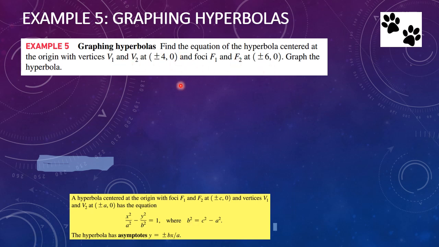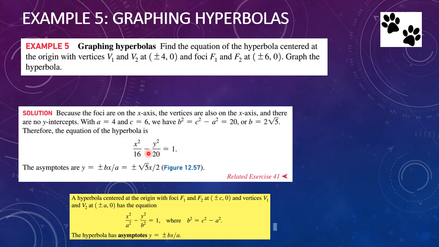So what are we trying to do? We're trying to graph this. Our equation is going to be x squared over 16 minus y squared over b squared. We need to figure out what b squared is. B squared is going to be c squared, which is 36, minus a squared, which is 16, which gives us 20. So b is the square root of 20, which is 2 times the square root of 5. That squared is going to give us 5 times 4, which is 20.